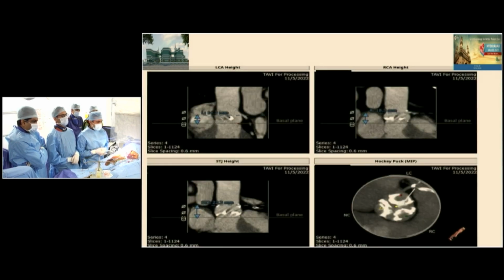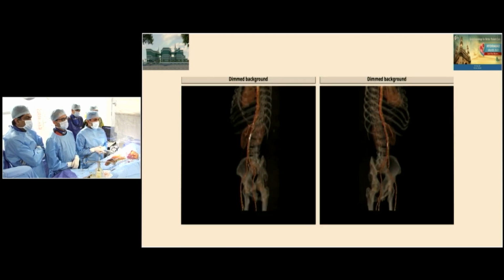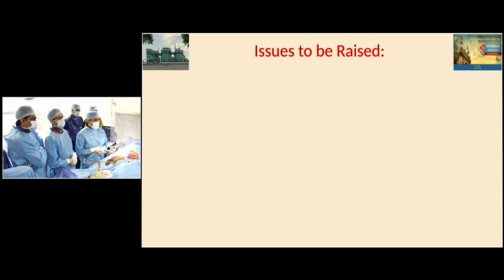Next slide. You can see heavily calcified tricuspid aortic valve with all the calcium on the leaflet. The coronary height is adequate. Next slide. And good sized femoral vessels with normal level of bifurcation below the femoral heads.